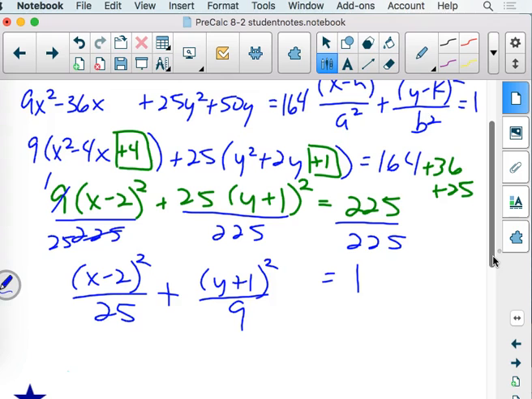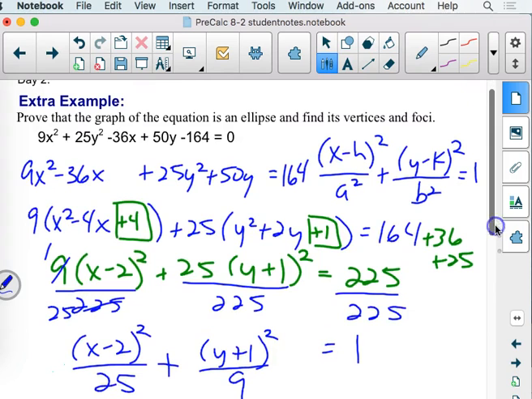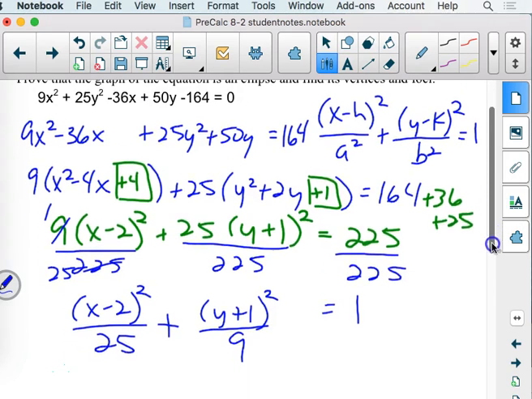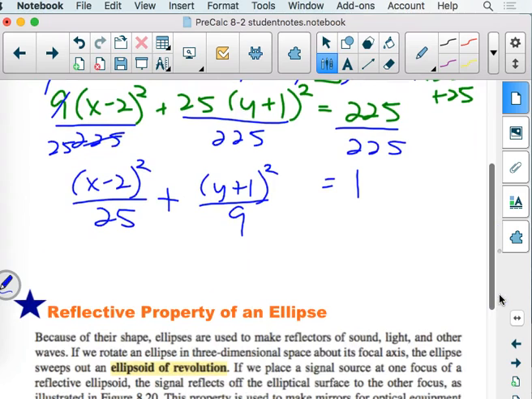Alrighty, so now what they wanted was based on what we found right here. They wanted to know where the vertices and the foci are at, but that depends on where your center is. So we better figure out what the center is of this one. Where is the center? 2, -1. Good. H and K. 2, -1. Is this horizontal or is this vertical? How do you know it's horizontal? What are you looking for? Yeah, the bigger number is under the X, so this is horizontal.